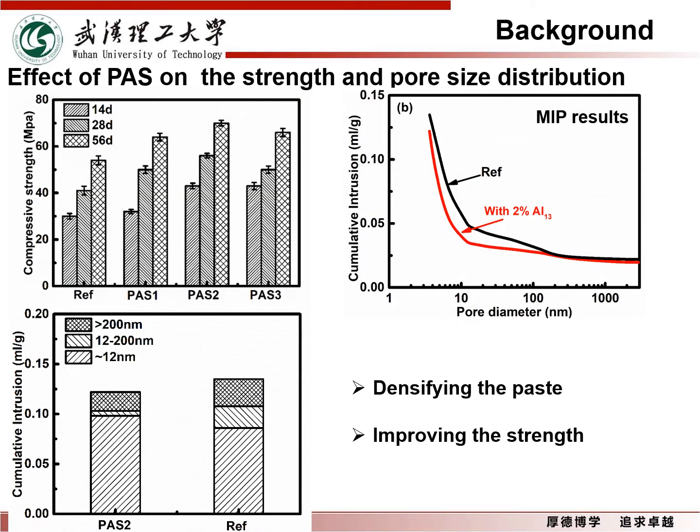Our previous work shows that adding PAS with a dosage of 2% by mass improves the strength development of slag. After curing for 14, 28, and 56 days, MIP results of blended paste at 28 days show that adding PAS reduces the porosity and densifies the blended pastes.